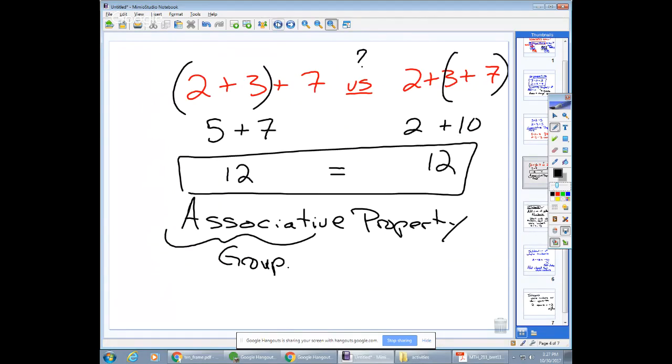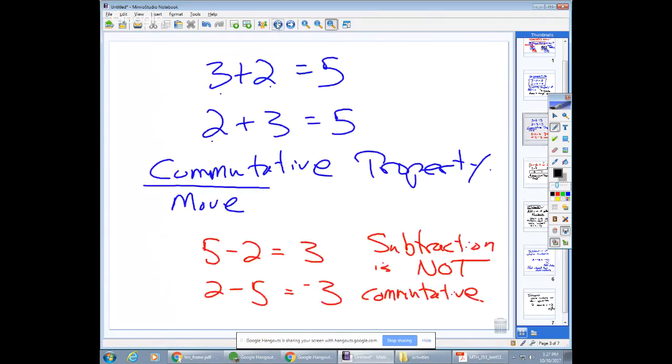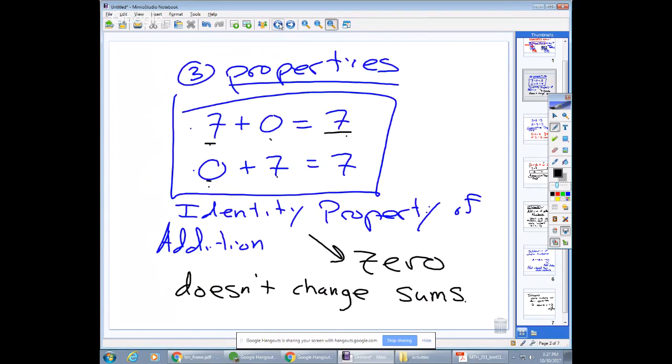All right, so properties. We've got closure, associative property, commutative property, and identity property. So those are for addition. Subtraction kind of sort of has an identity. It's 0. It doesn't have commutative. It doesn't have associative. And at the moment, it does not have closure because we're stuck on whole numbers.